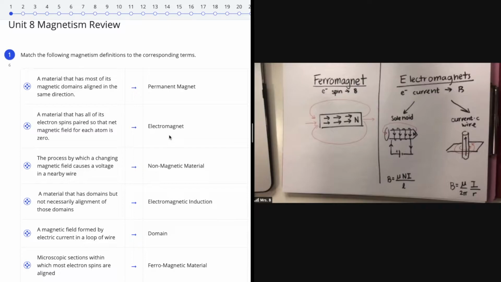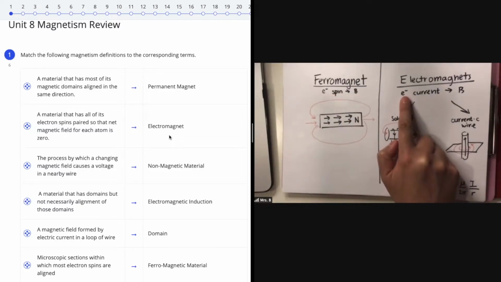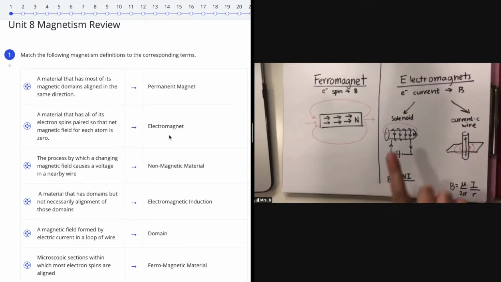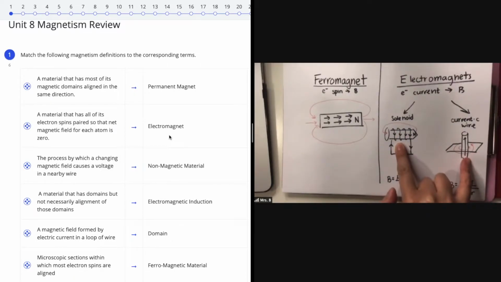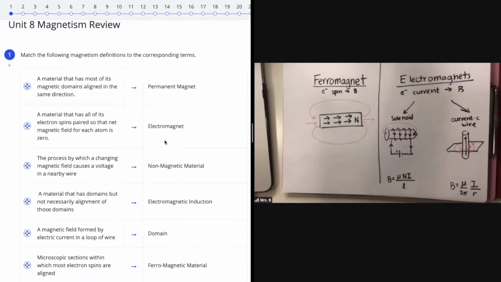Whereas an electromagnet is a magnet that runs on current. Instead of electrons spinning, we have electrons flowing to create a field. This comes in two different types, either a solenoid or a current-carrying wire. But in either case, the thing they have in common is its electric current creating magnetic fields. So an electromagnet then would be a magnetic field caused by electric current.